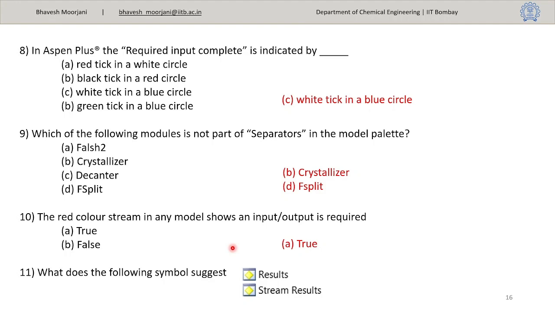Result with warning will be shown when inputs are changed. So inputs are changed, and now new results are not generated. You have to rerun the simulation, then you will get a new result. Okay.